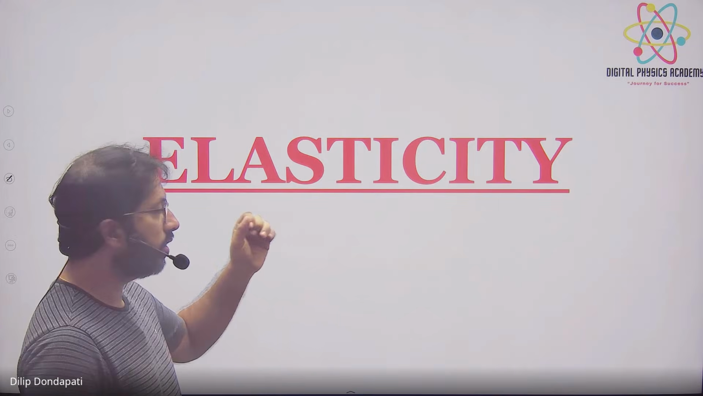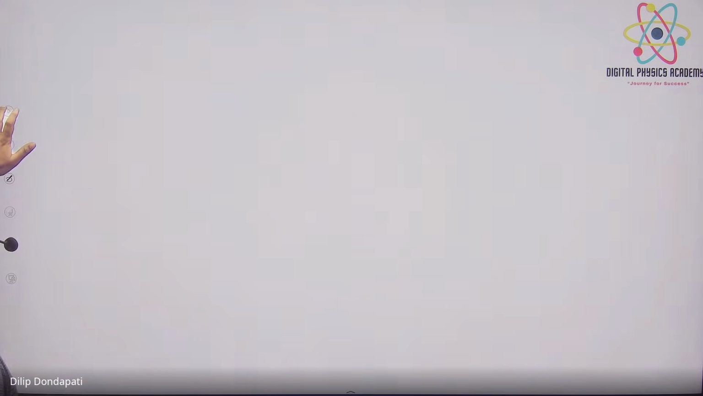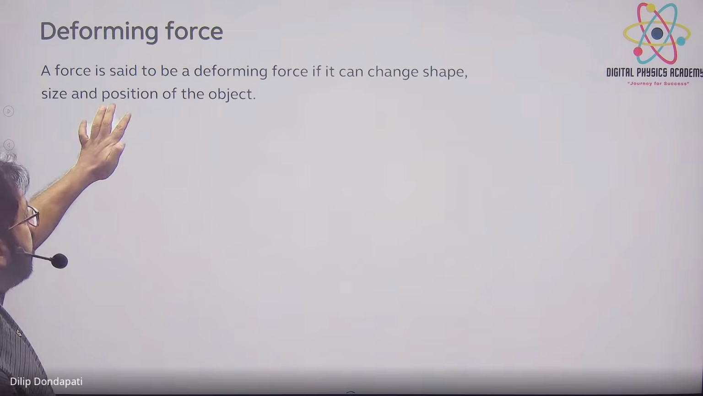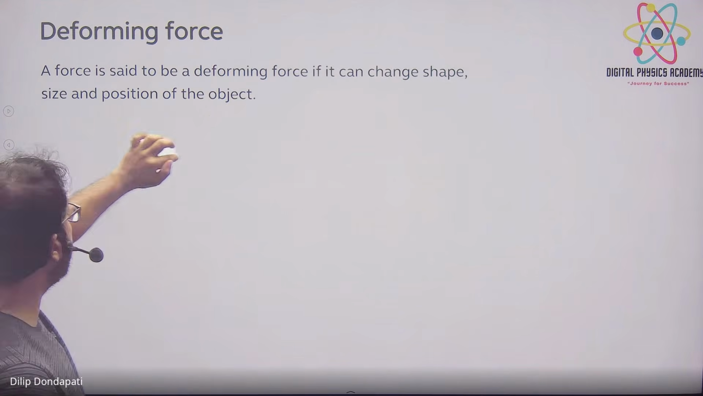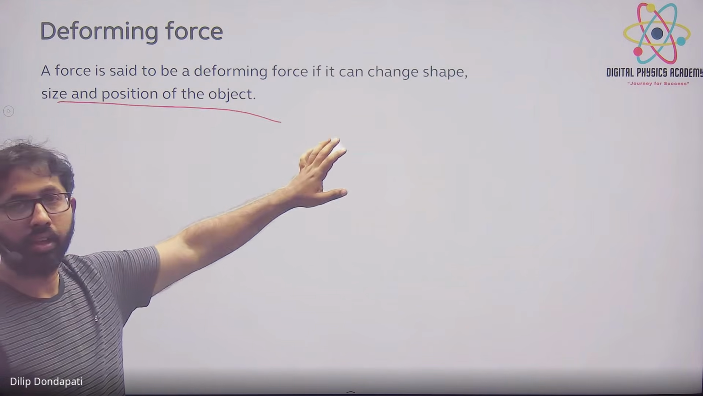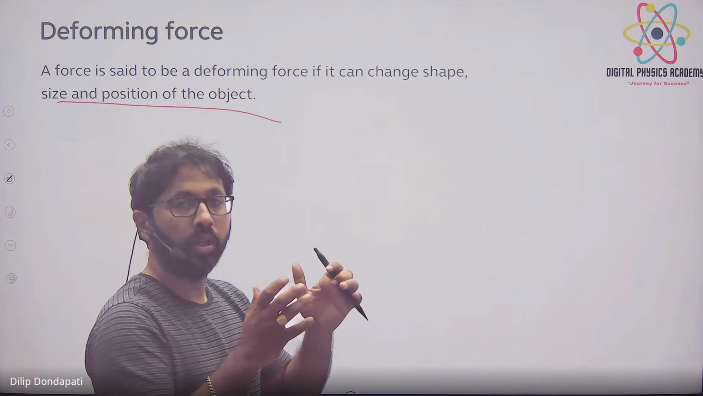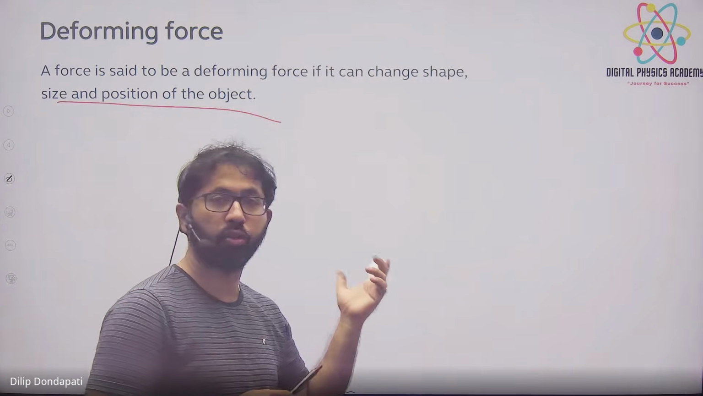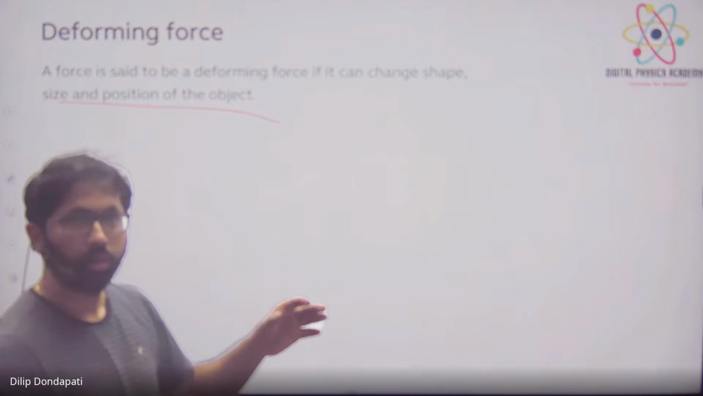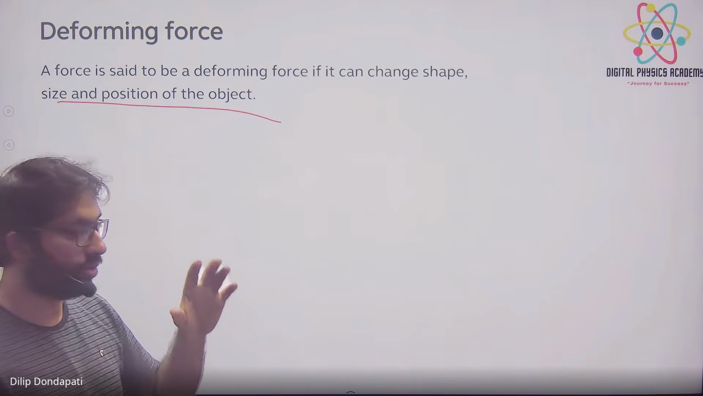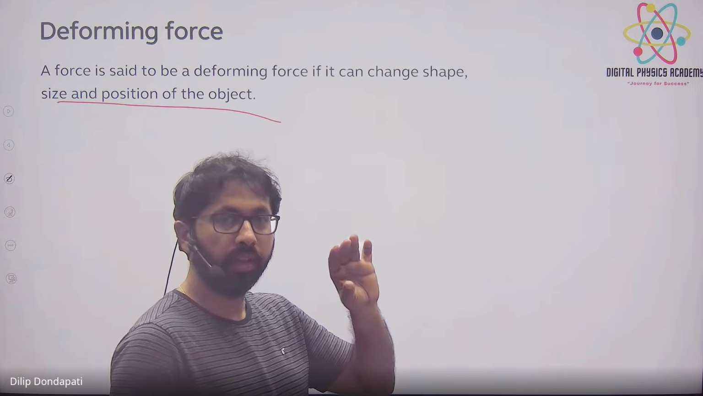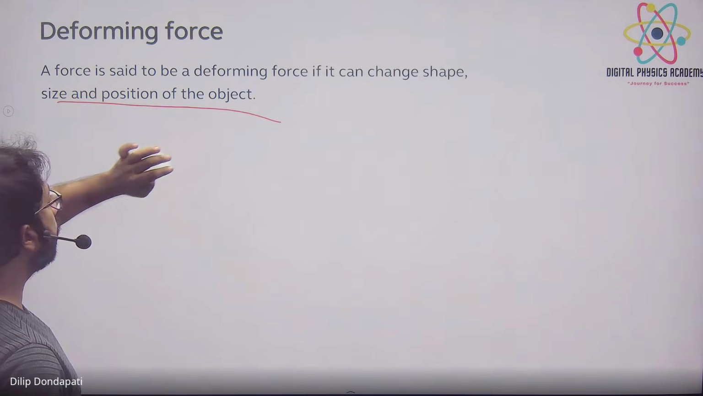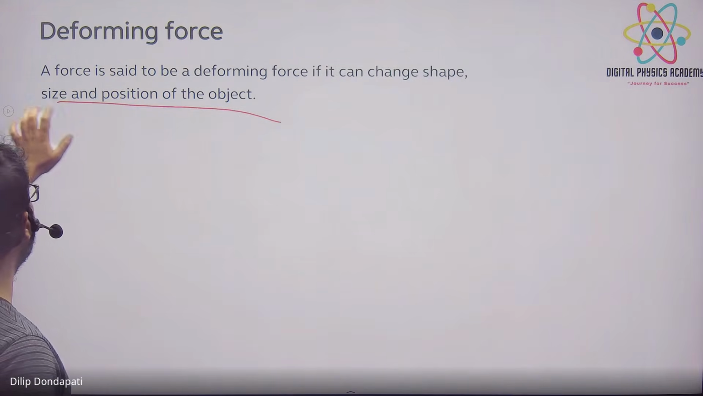To understand elasticity, we have to know two terminologies. The first is deforming force. A force is said to be a deforming force if it can change the shape, size, and position of the object. Suppose I'm giving a certain force, because of that force the size and shape will change, that is called deforming force. Solids will also compress and elongate.